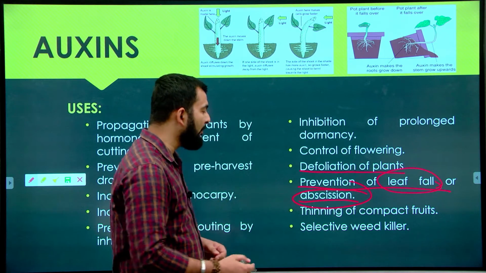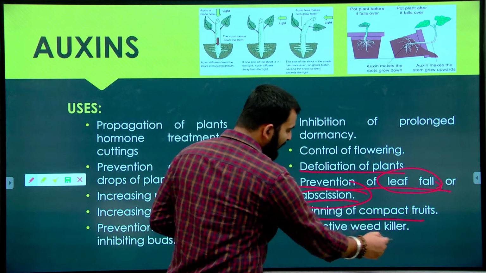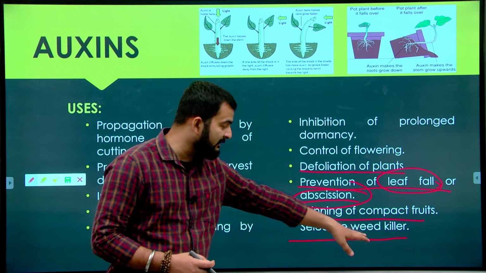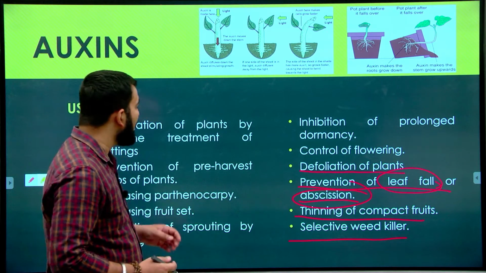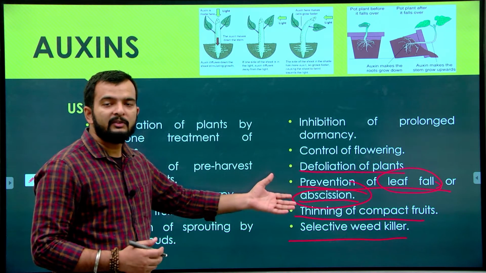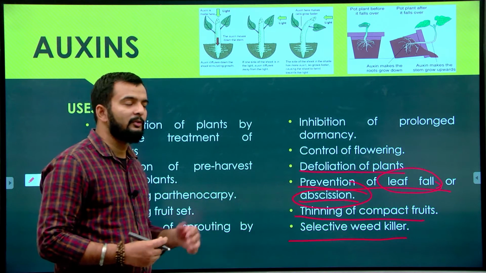Now thinning of compact fruits and selective weed killer. So these are the uses of auxin. It also serves as a weed killer. So any unwanted plant, with the application of auxin, the growth of those weeds can be prevented.